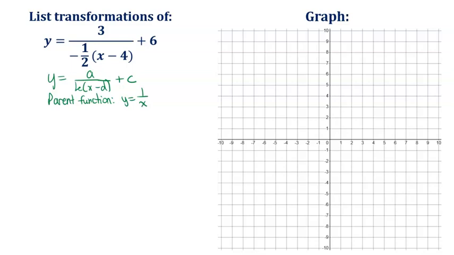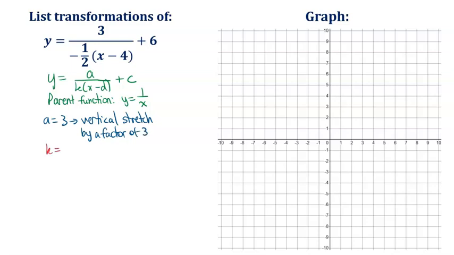And so let's look at what the a value is and what it's going to do to the function. The a value is 3, which means it's going to do a vertical stretch by a factor of 3. We're going to multiply the y values by 3. It's literally that simple. Don't change the x values, but multiply the y values by 3.